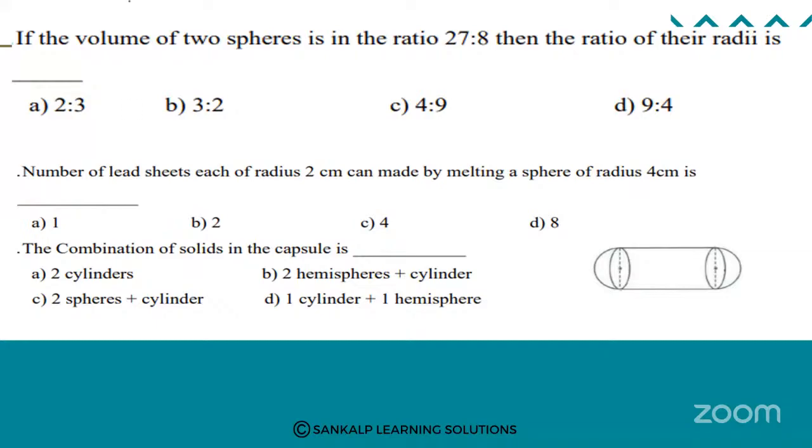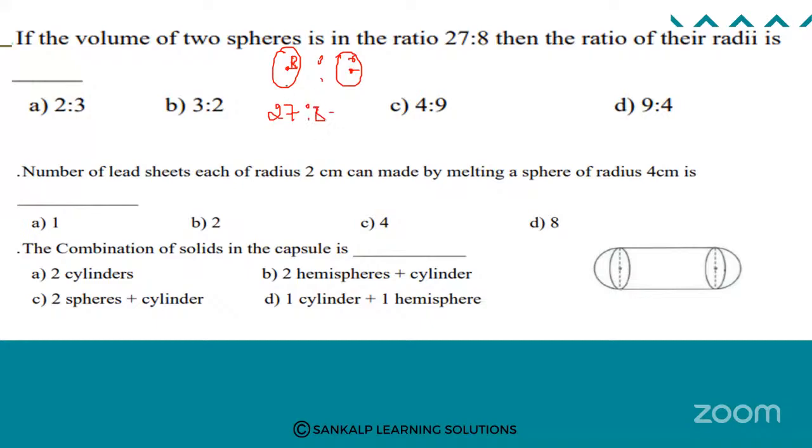If the volume of the two spheres is in the ratio 27:8, then the ratio of the radii is asked. So here also two spheres are there, and the radii of these two spheres they have given. Consider this is capital R and this is small r.